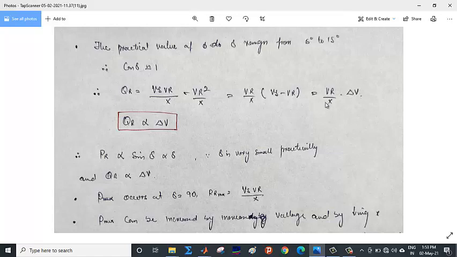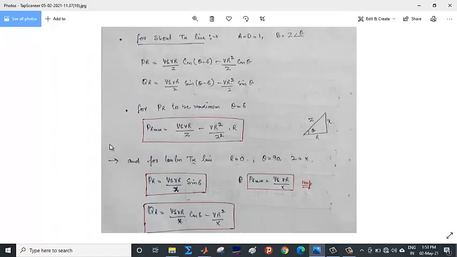So we can say for a constant VR and x, this QR will be proportional to change in the voltage from receiving end to sending end. This is one more important result. You need to remember this because based on this we can derive delta V, or based on delta V we can derive QR.